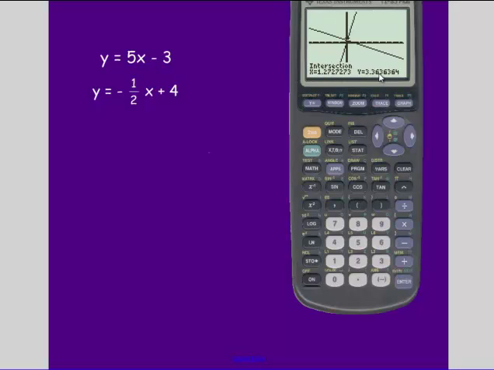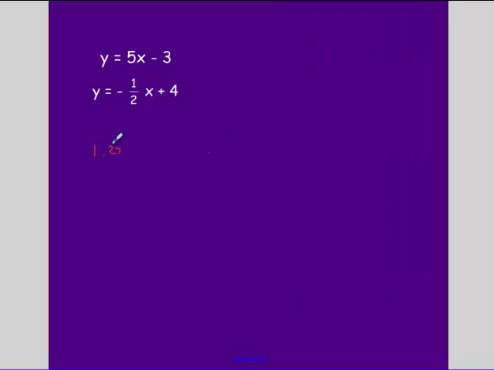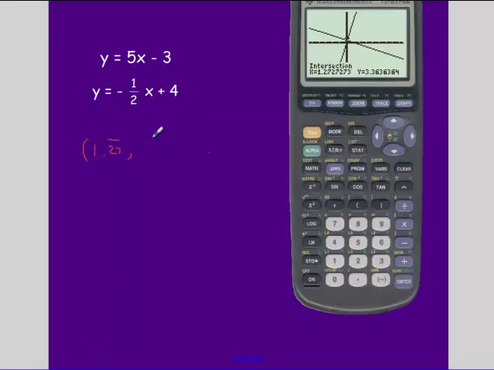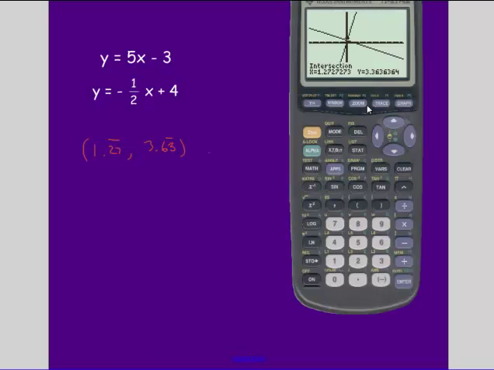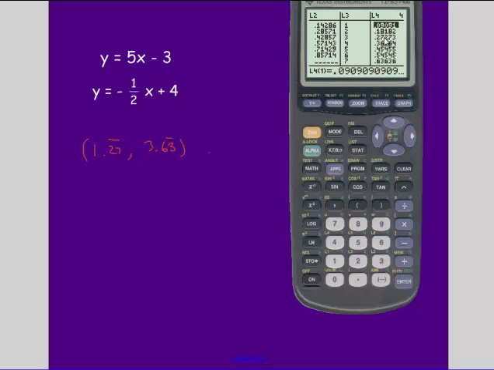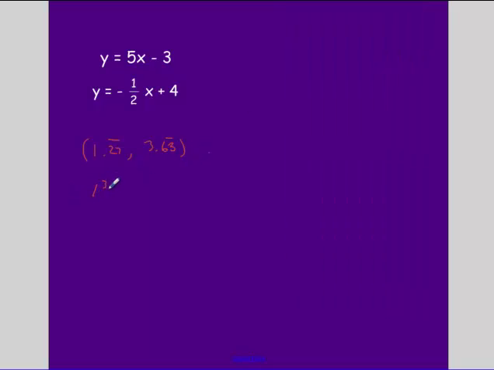1.2727, 3.3636. We've seen those before. So we go to stat, and we're going to take a look at our 11ths. And 2727 is 3/11, and 3636 is 4/11. 1 and 3/11, comma, 3 and 4/11.